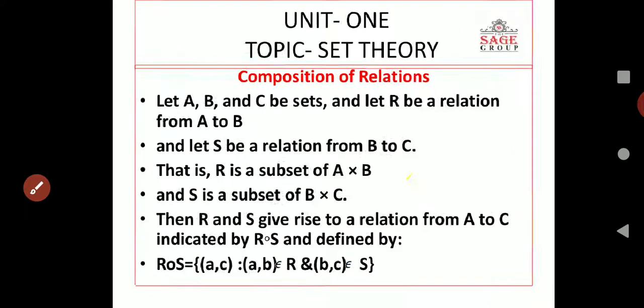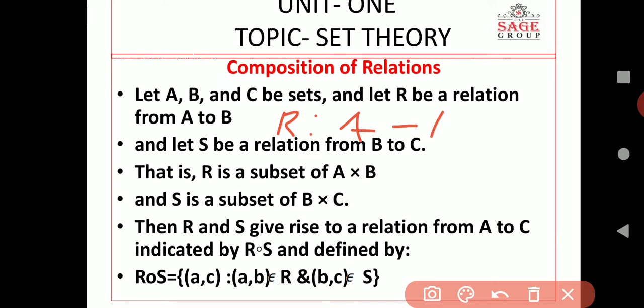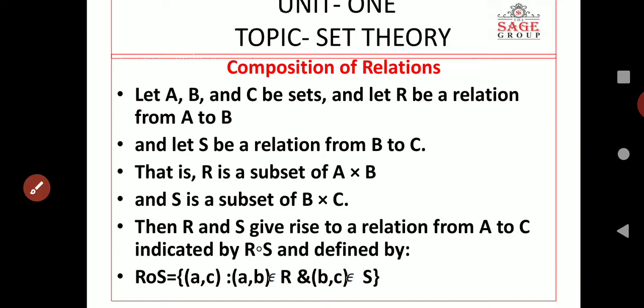And the next definition is composition of relation. Composition of relation is: if A, B and C are sets, and we have a relation R from A to B, and we have another relation S from the set B to C, then the relation from A to C is called composition of relation.